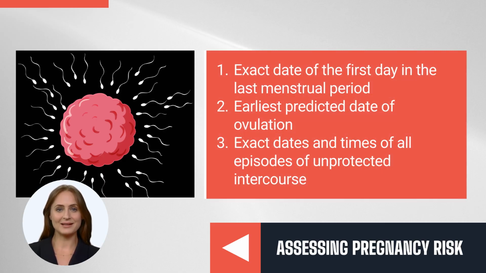To assess the pregnancy risk, you need to know: first, the exact date of the first day of the last menstrual period. Second, the earliest predicted date of ovulation. And third, the exact dates and times of all episodes of unprotected sexual intercourse since the start of the last period.